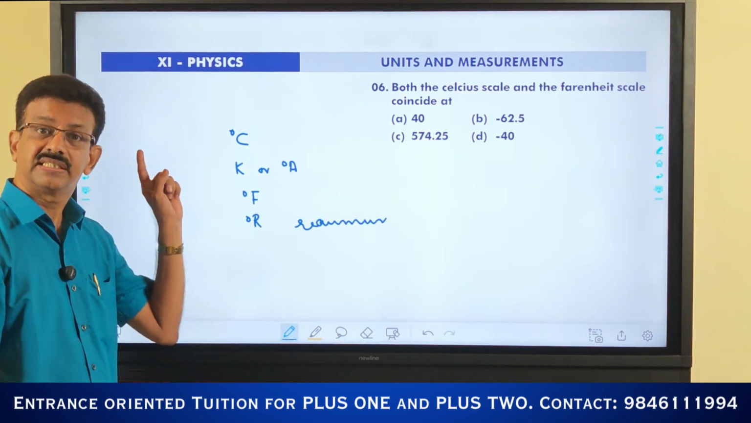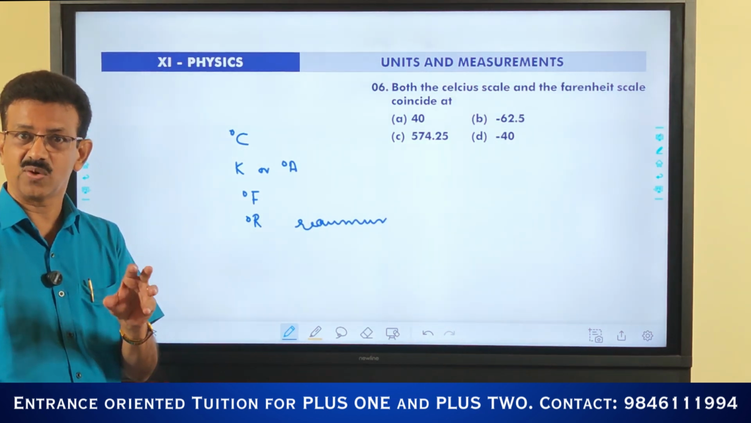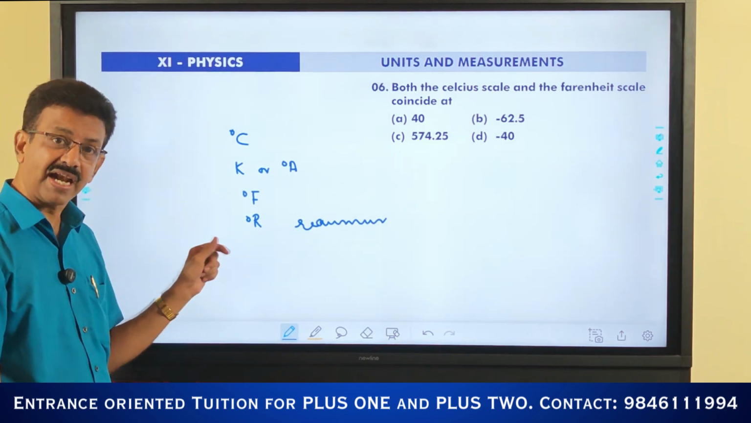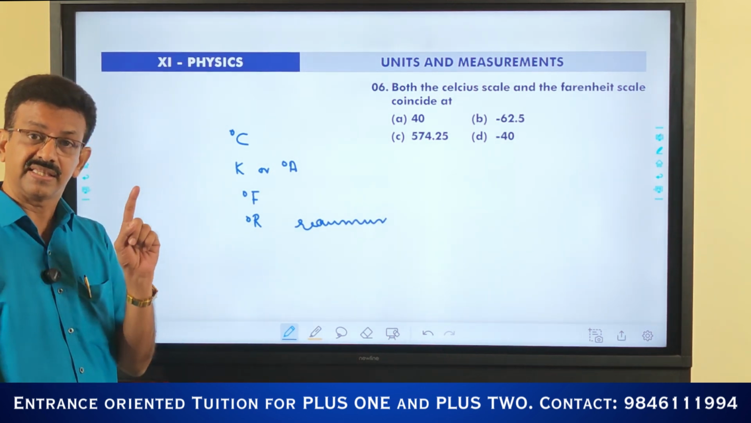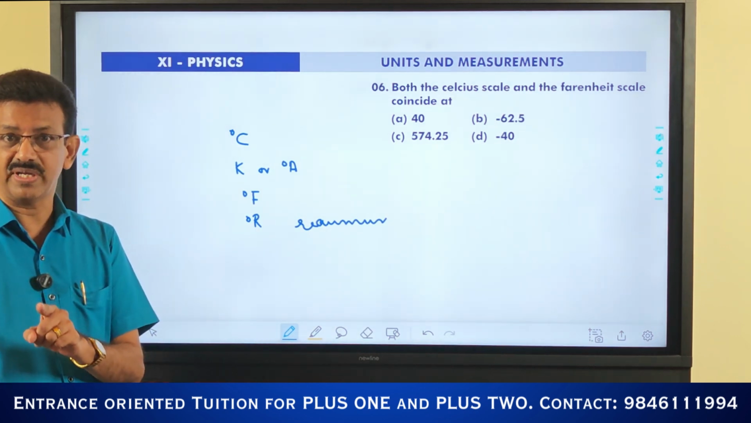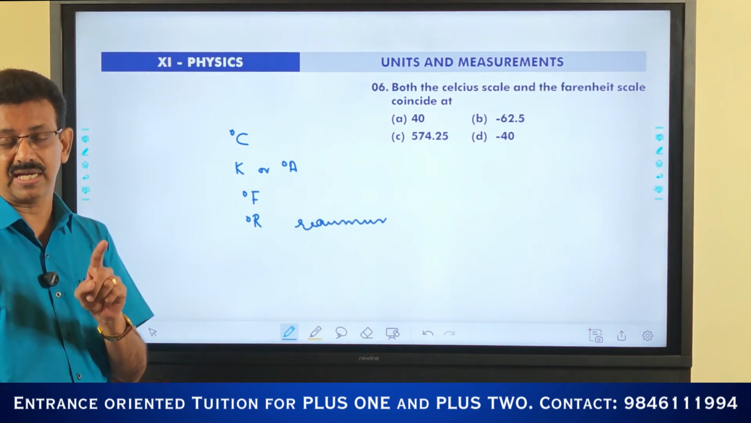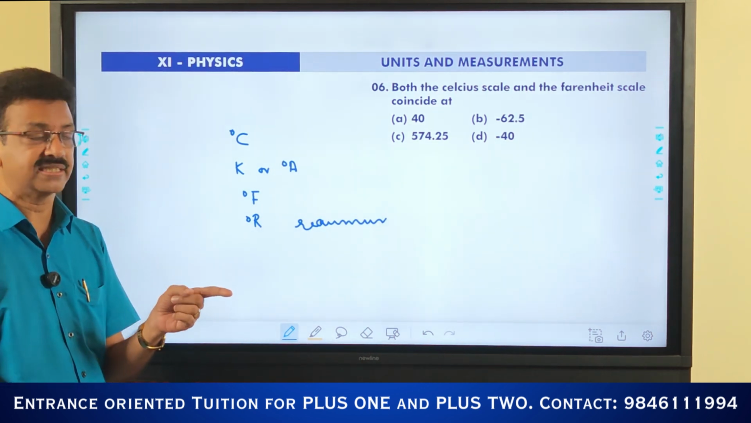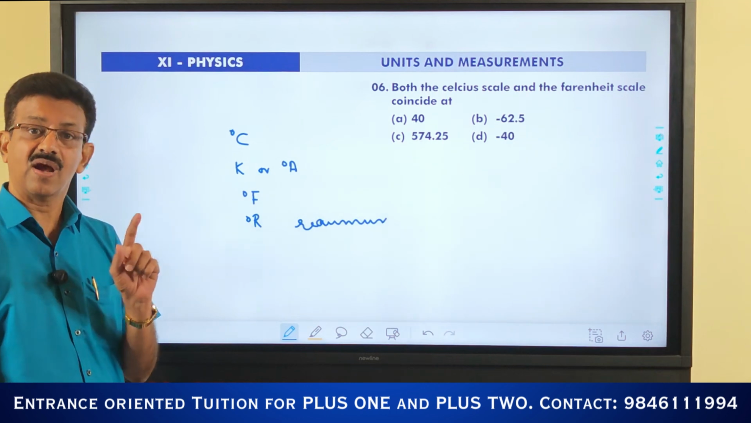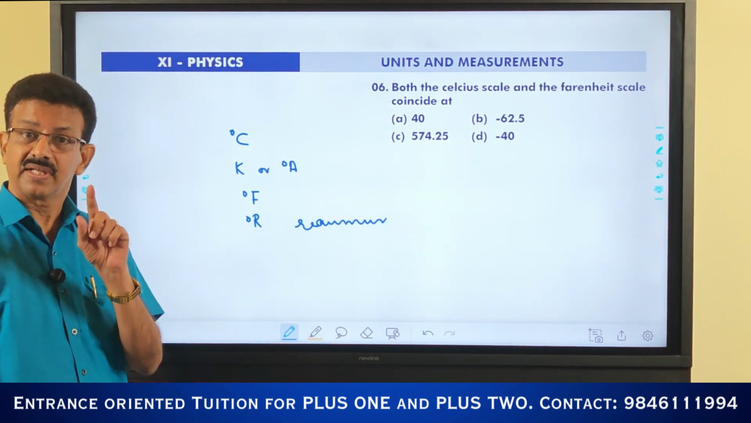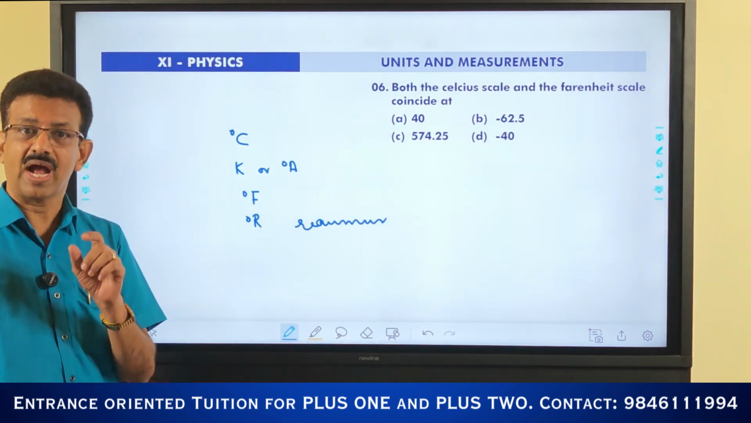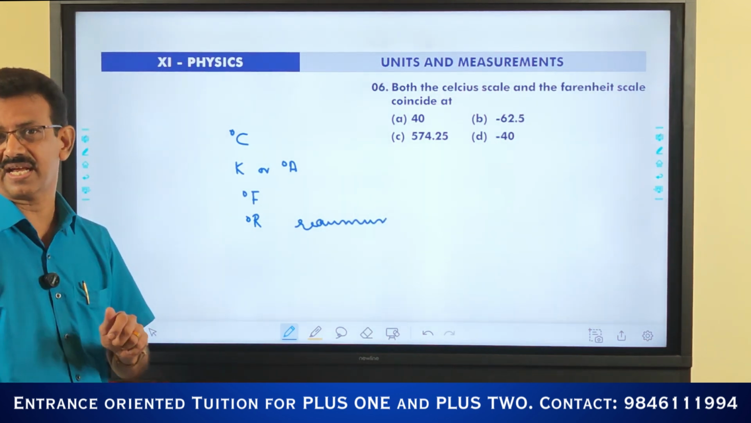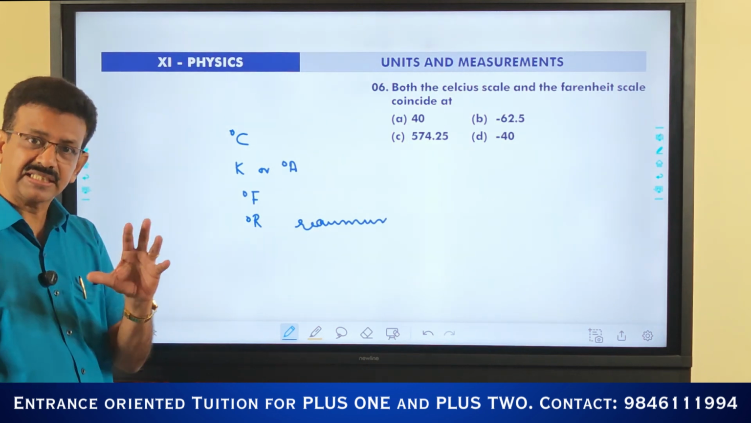In Celsius scale, the ice point is 0 and the steam point is 100. Similarly, in Fahrenheit scale, the ice point is 32 and the steam point is 212. That is 180 intervals are there instead of 100 intervals in centigrade scale. Now, in Reaumur scale, this ice point is 0 and the steam point is 80. Only 80 divisions are there. Here, some connections are also there.